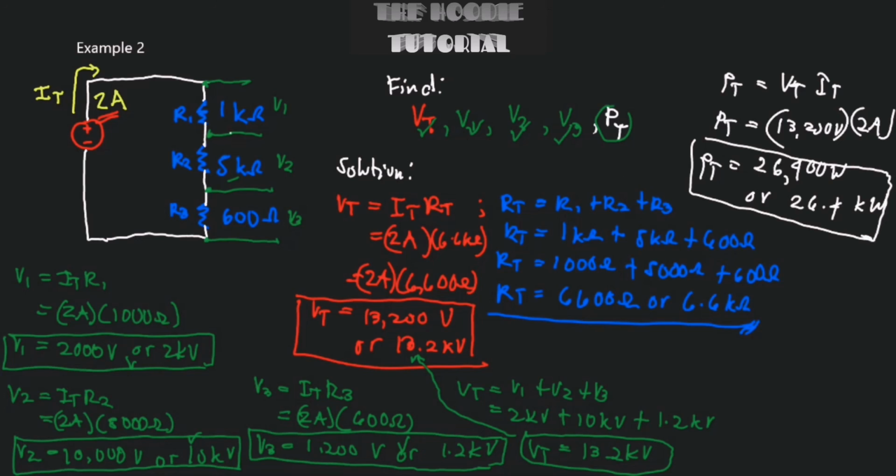So if we try to find the values of P1, P2, and P3, and sum all of that up, the summation of all of that power would be equal to this.